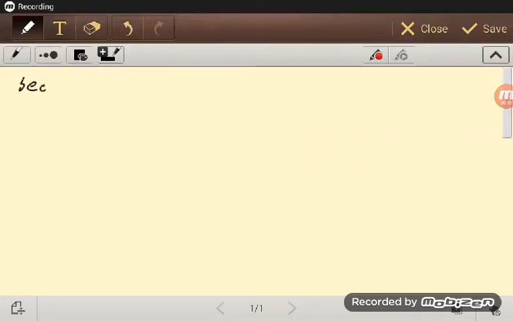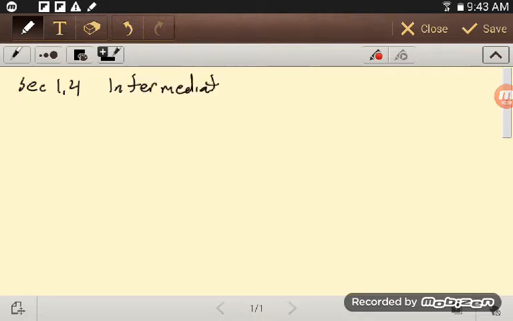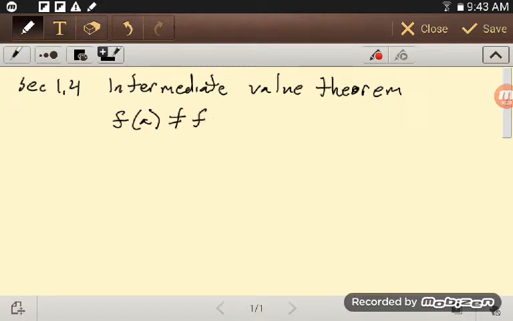Alright, section 1.4, intermediate value theorem. Actually a pretty intuitive idea. It says that we have f of a not equal to f of b, but they exist, on a closed interval [a, b].